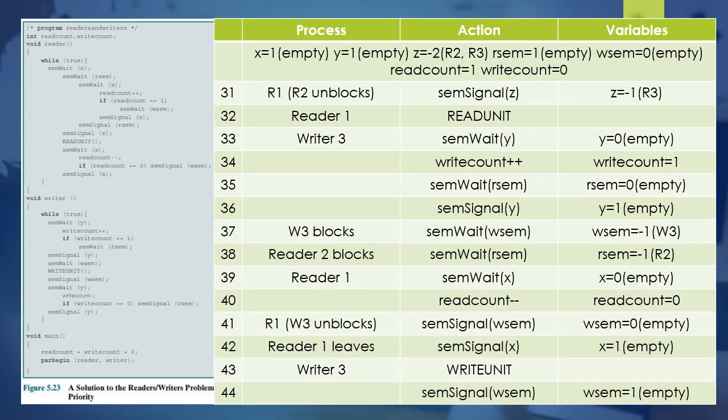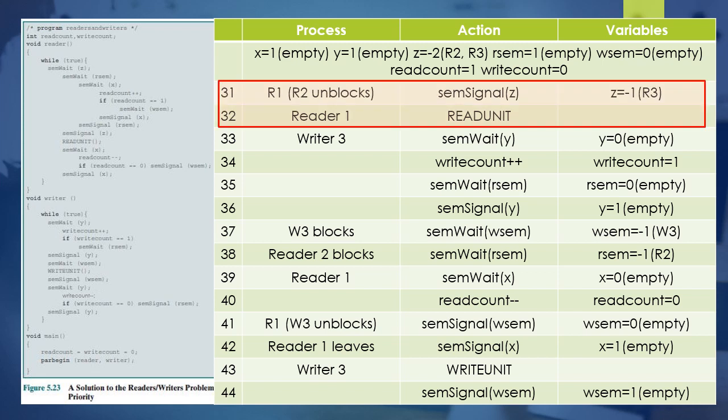So the system is like this. Readers 2 and 3 are blocked in the queue of Z. Read count is 1. Write count is 0. Reader 1 issues a signal on Z. Z becomes -1. Reader 2 unblocks. Reader 1 goes on to read the file.